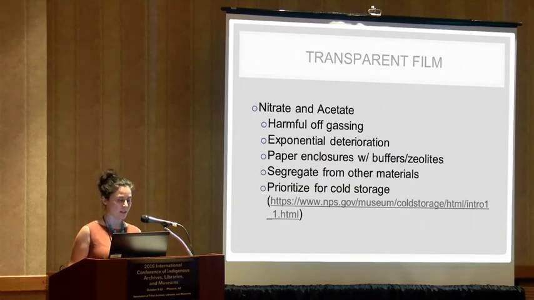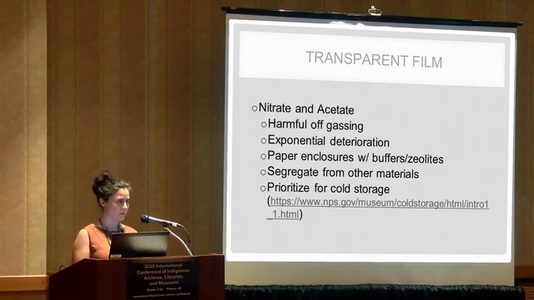Now, transparent film, if you have anything on nitrate and acetate, these should be very much red flag materials. They have harmful off-gassing and have a tendency to deteriorate exponentially once they start to. They will affect not only themselves, but any adjacent materials, so it's important to segregate them from other collection materials. Here's an area where using buffers or zeolites would be very helpful. And if you can, you want to prioritize these for cold storage.